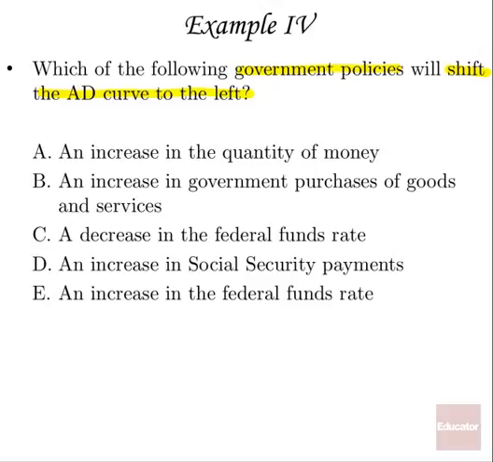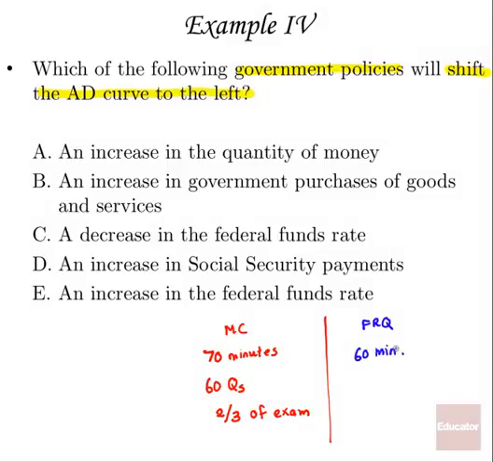Again, it might be worth noting here that on the AP macro exam, you have 70 minutes to complete 60 questions for response, and that is worth 2/3 of the exam. And so this is the multiple choice. And then for the FRQ, you have 60 minutes, which is 10 and 50. So here's the planning, and then the actual test. And that's worth 1/3 of the exam.